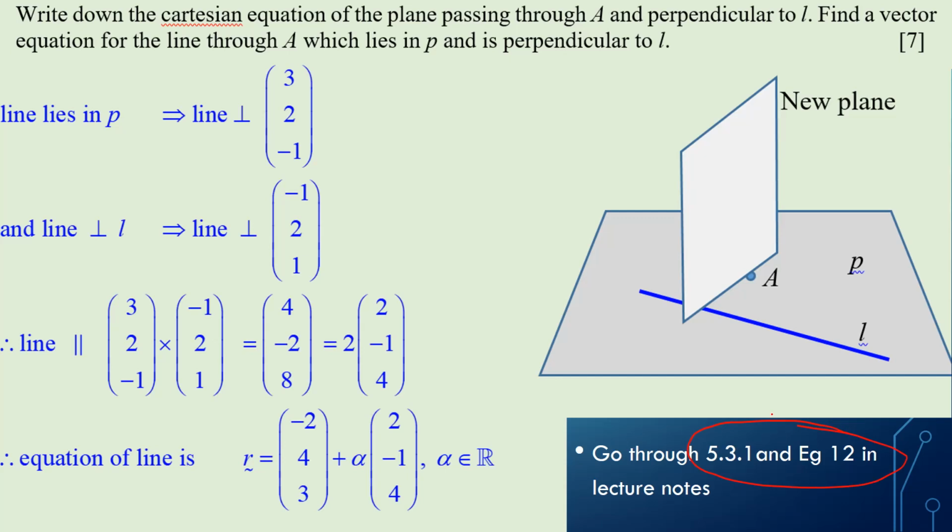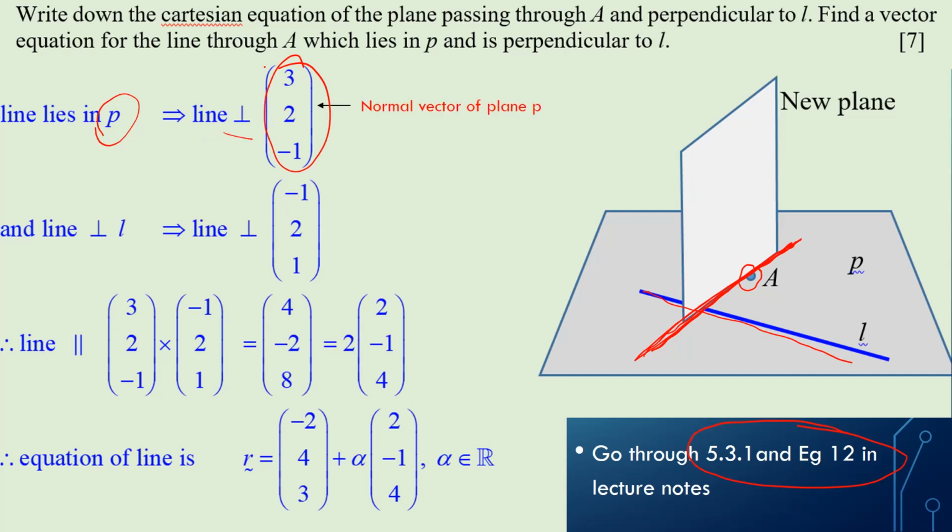So visually what I have is a new plane. This new plane is supposed to pass through point A. I draw it here, and this new plane is supposed to be perpendicular to the line L. So this is what I have. What you need to understand now is, since the new line that you're searching for, this line of intersection, lies in the plane P, this line must be perpendicular to 3, 2, minus 1.